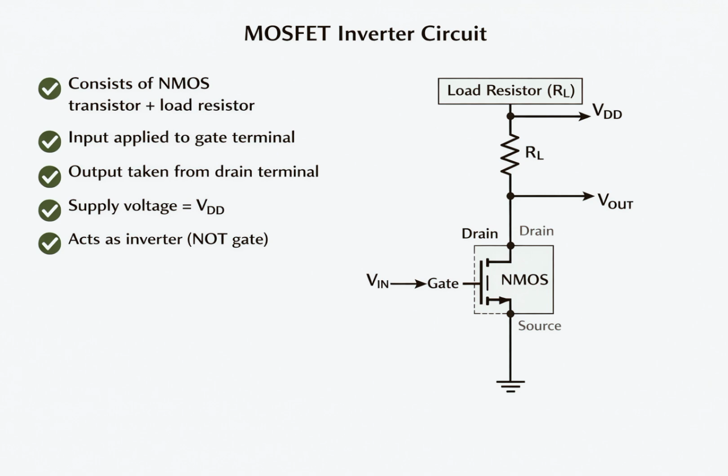When the input is low, the transistor remains off and the output stays high. When the input is high, the transistor turns on and pulls the output low. Therefore, this circuit acts as a NOT gate or inverter.